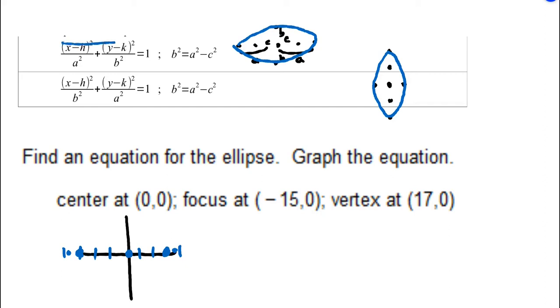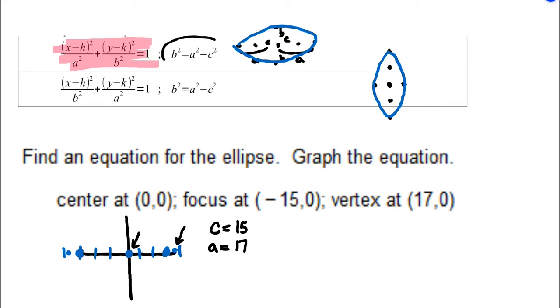And I'm going to use this equation, which has the horizontal orientation. I can also tell what c is. The distance between the center and the focus is c. So since the center is at (0, 0) and the focus is at (-15, 0), I know that c is 15. I know that a is the distance between the center and the vertex. So because the center is at (0, 0), and one of the vertices is at (17, 0), then a is 17.